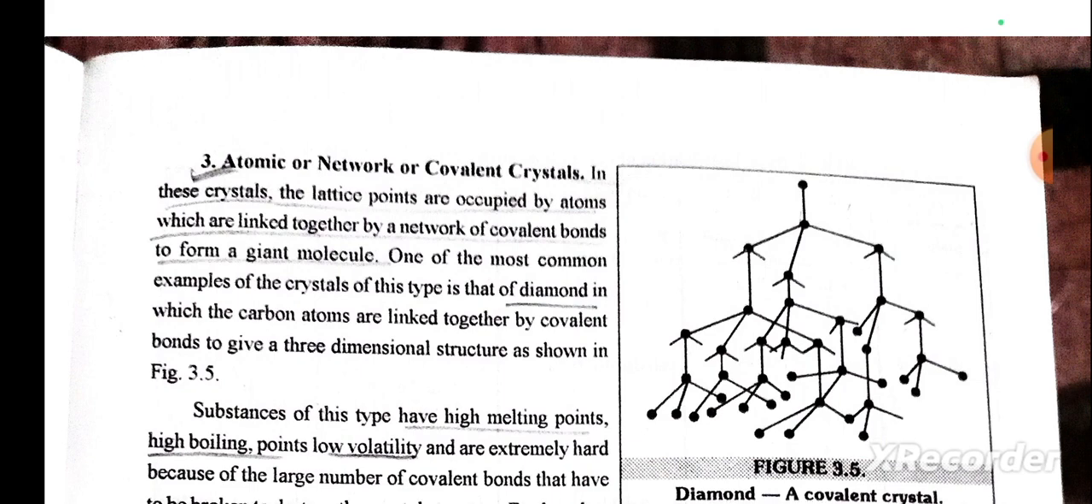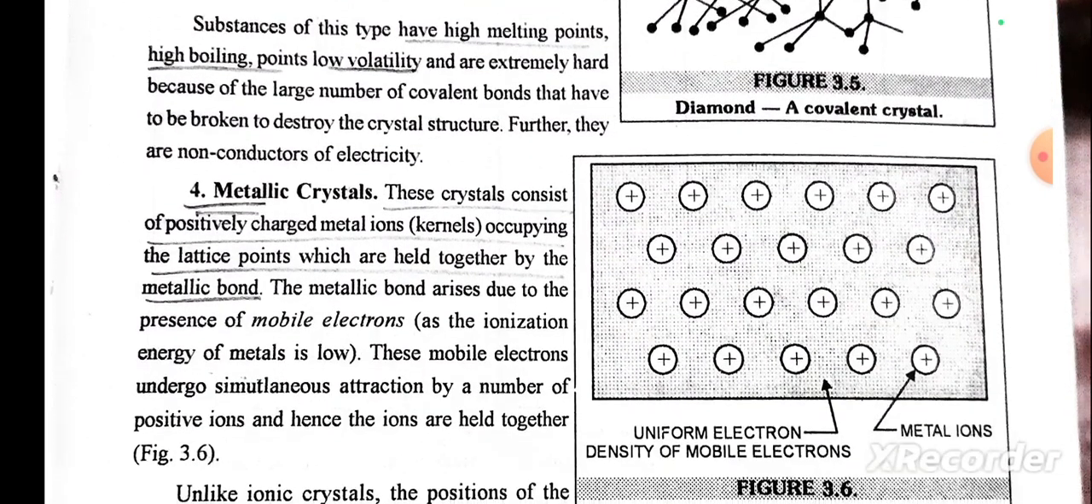Third, the atomic or network or covalent crystals. In this crystal, the lattice points are occupied by atoms linked together by a network of covalent bonds to form a giant molecule. One of the most common examples of this type is the diamond, in which the carbon atoms are linked together by covalent bonds to give the three-dimensional structure as given in figure 3.5.